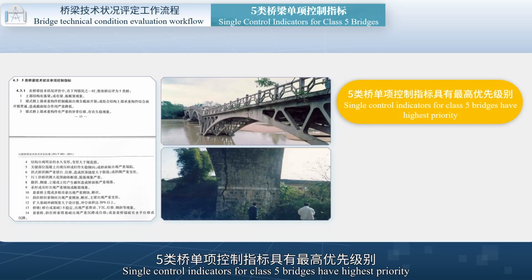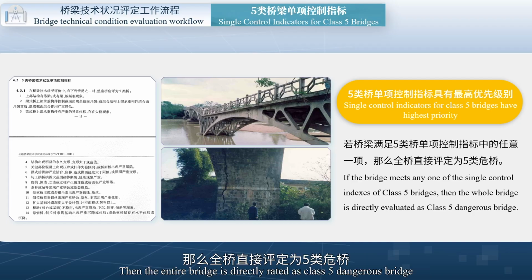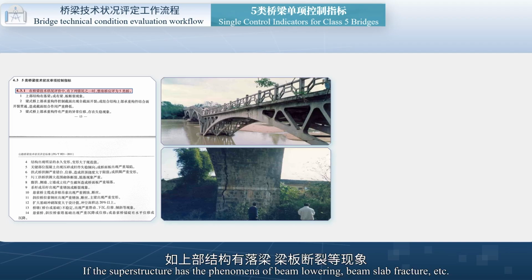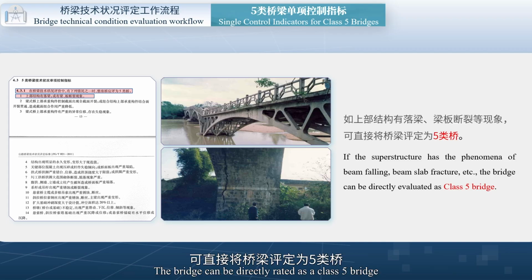Single control indicators for Class 5 bridges have highest priority. If the bridge meets any of the single control indicators for Class 5 bridges, then the entire bridge is directly rated as Class 5 dangerous bridge. Single control indicators for Class 5 bridges are detailed in Standard Entry 4.3.1. If the superstructure has the phenomena of beam lowering, beam slab fracture, etc., the bridge can be directly rated as a Class 5 bridge.